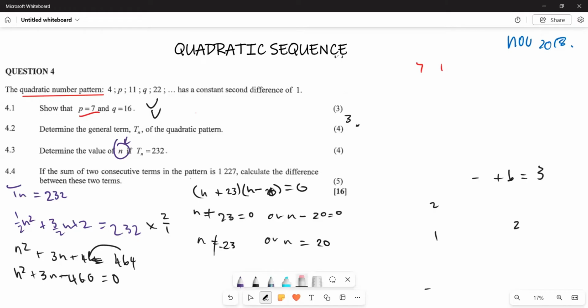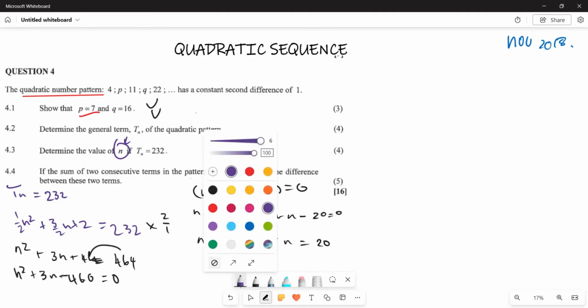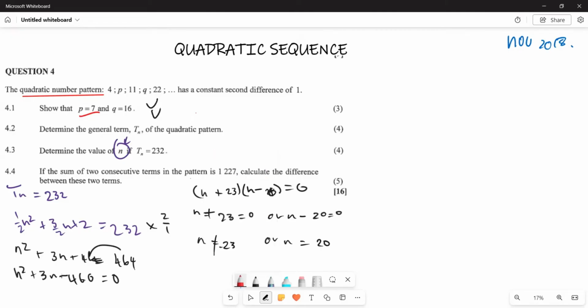Now let's move to the next question and see what is expected of us in that particular question. Let's start here. Now this question, let's see. What is it that they are having? They're saying the sum of 2 consecutive terms. What does the sum mean? This is going to be plus.